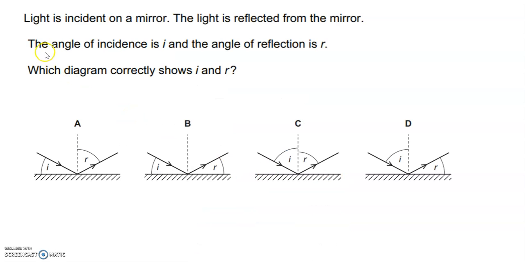Now coming to the next question. Light is incident on a mirror. The light is reflected from the mirror. The angle of incidence is I and the angle of reflection is R. Which diagram correctly shows I and R? So you have to find which ray diagram is the exact ray diagram for the reflection of light incident on the mirror. Here, this is not correct. This is not correct. See, this one has the incident ray, reflected ray, angle of incidence, angle of reflection, and normal. So C is the answer.